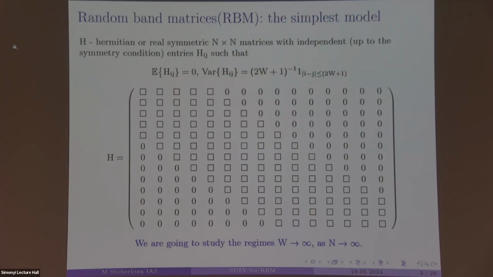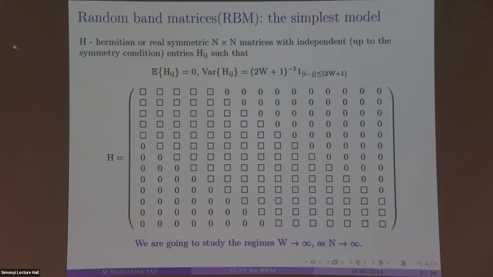Okay, so what are band matrices? Band matrices in 1D, here is an example in 1D, are just matrices which have 0 outside the diagonal. The central diagonal here is a square where you have non-zero entries. The width of this band is 2w plus 1, and the picture is w equal to 4. Inside this band, you have IID Gaussian entries.